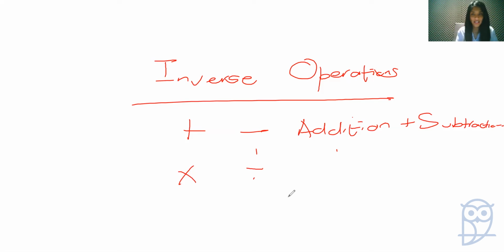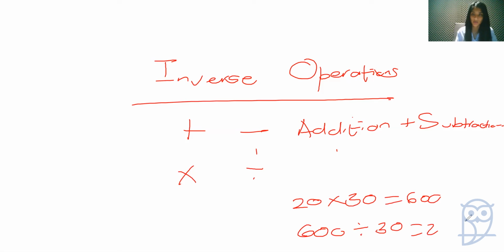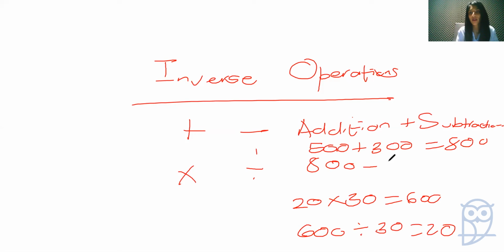Okay, so if I say 20 times 30 is equal to 600, for me to know whether this is correct, I'm going to say 600 divided by 30, and my answer will be 20. And likewise, if I say 500 plus 300 is equal to 800, if I inverse it and say 800 minus 500, my answer should give me 300.